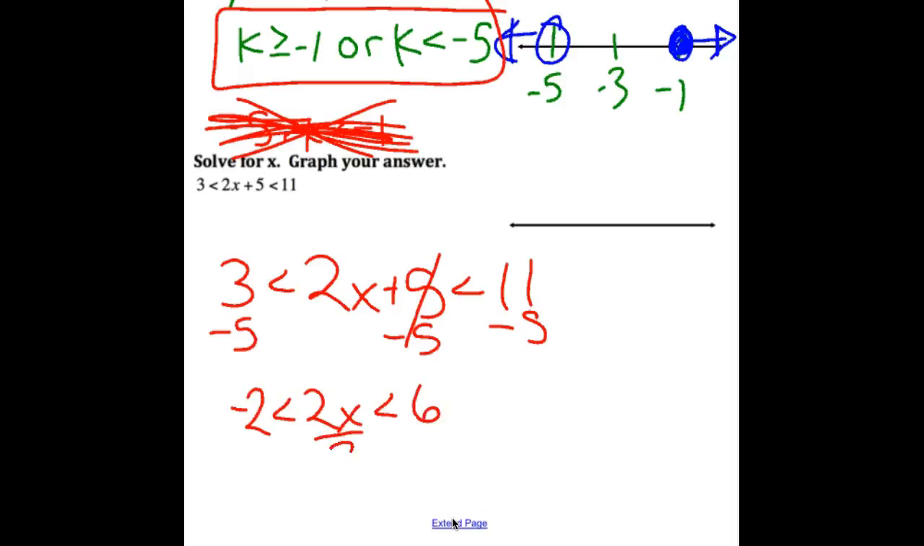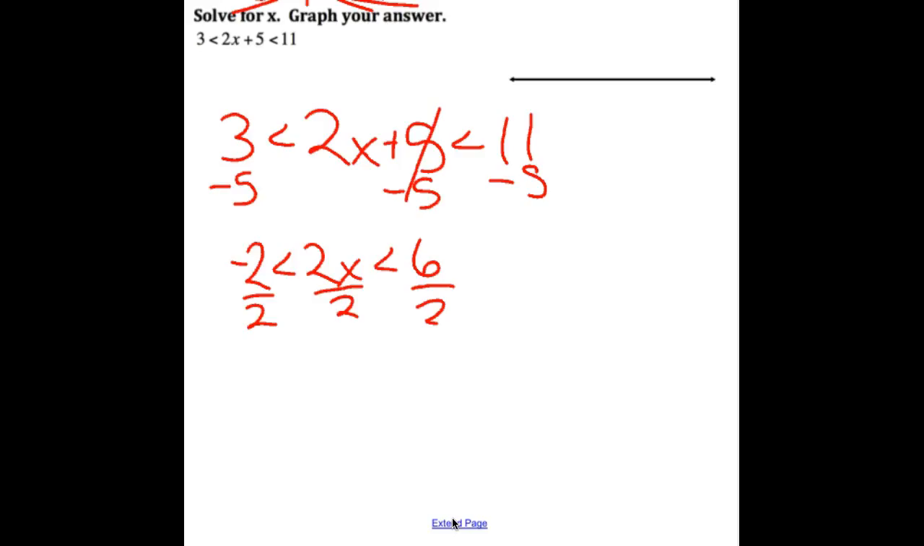Now I want to divide by 2, everything is divided by 2. I get -1 is less than x, which is less than 3. Now I'm ready to graph that. I need to have a -1, maybe I'll put a 1 on there, and a 3. Open circles at both, and because this is an "and," we're going to shade in between.